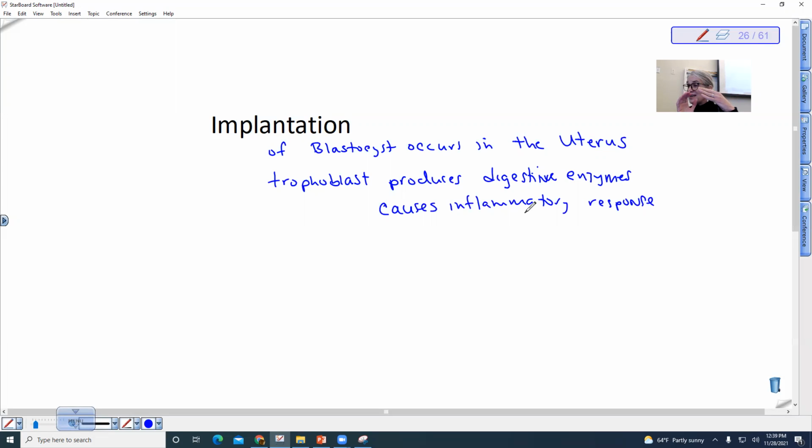able to move deeper into the lining, and then eventually that lining forms kind of like a cyst over the embryo, and then the embryo is fully implanted. So let's look at some images that show this process of implantation.